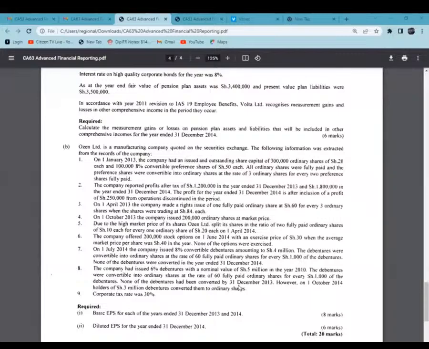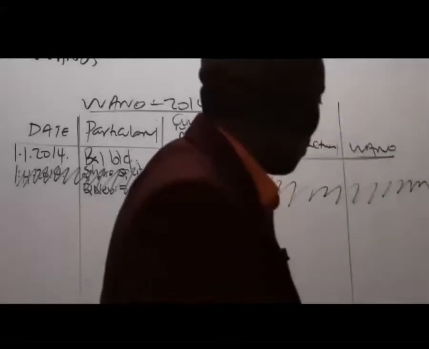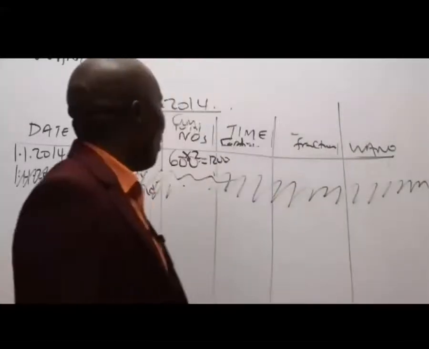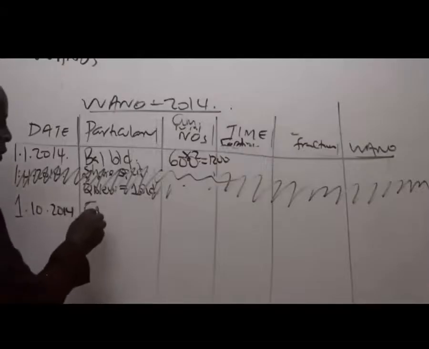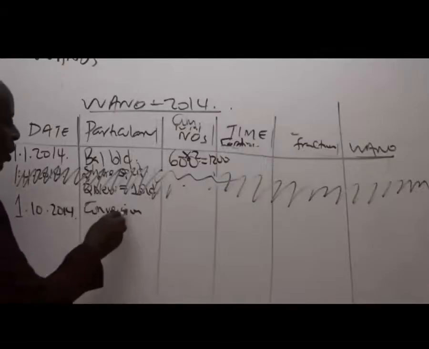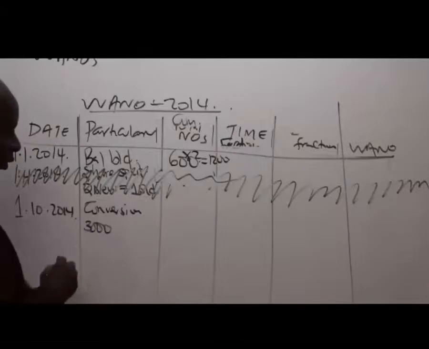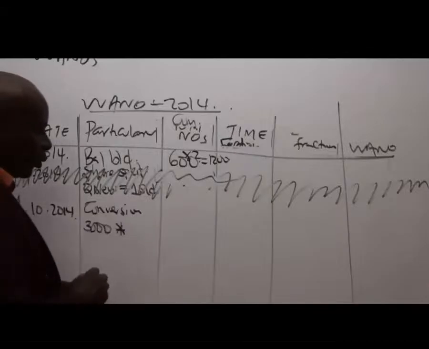Great. So we must pick this date, 1st October 2014. We have here 1st October 2014. There was conversion. Conversion of how many debentures? 3,000 debentures. At what rate?